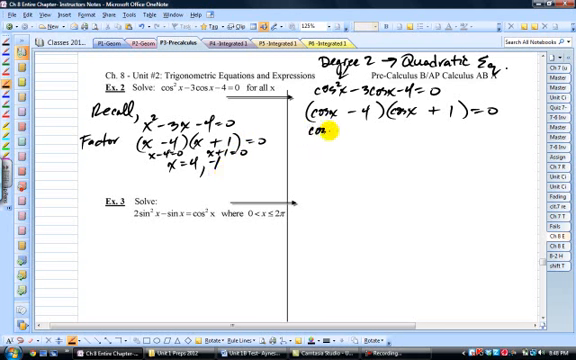So here you do the same thing. You go cosine x minus 4 equals 0, and you solve that. And then you go cosine x plus 1 equals 0, and you solve that, and you get some solutions. They're obviously not going to be 4 and negative 1. They're going to be something else because we're not dealing with x, we're dealing with cosine x.